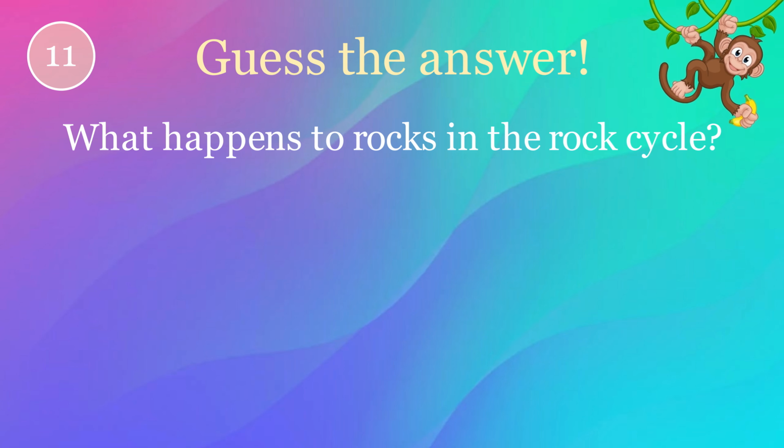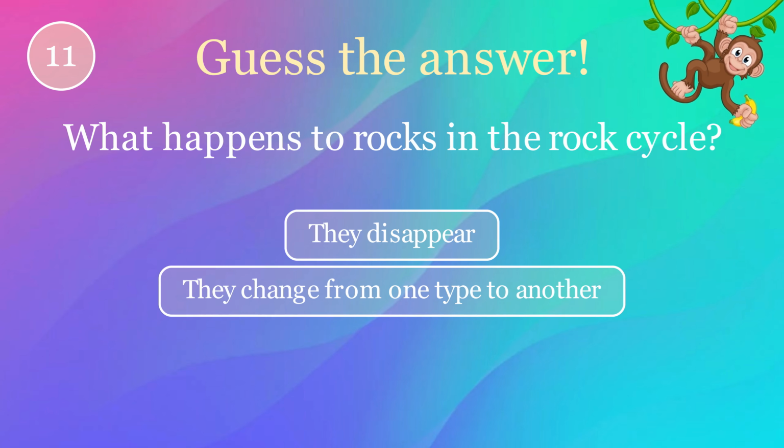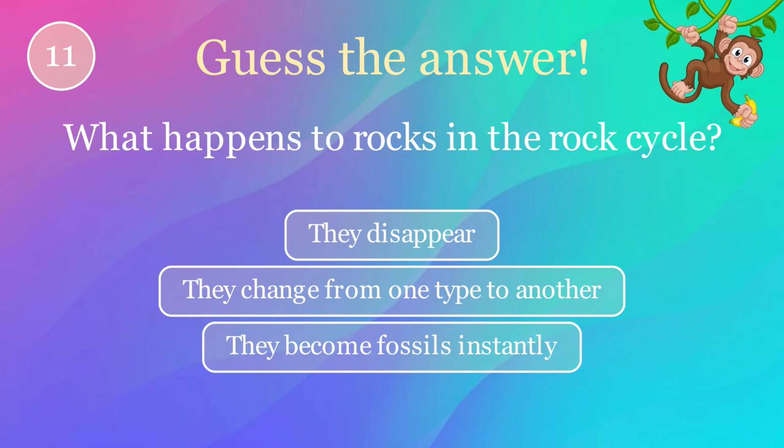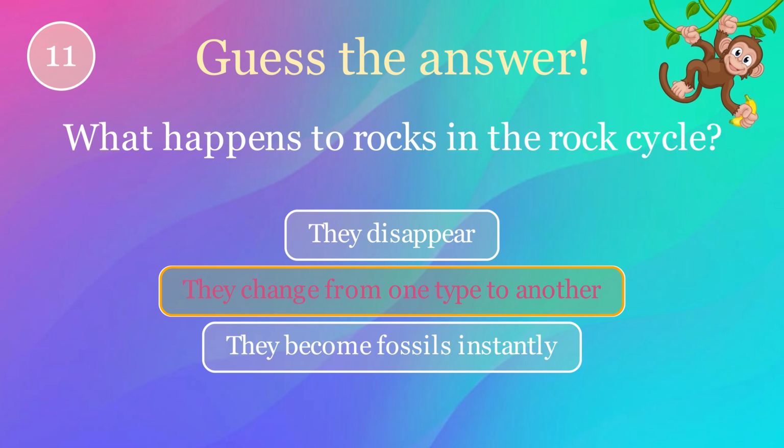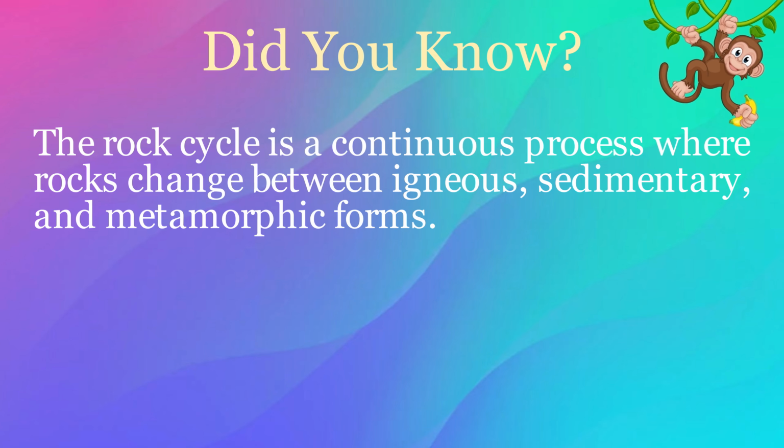What happens to rocks in the rock cycle? They disappear. They change from one type to another. They become fossils instantly. The correct answer is, they change from one type to another. Here's an interesting fact: the rock cycle is a continuous process where rocks change between igneous, sedimentary, and metamorphic forms.